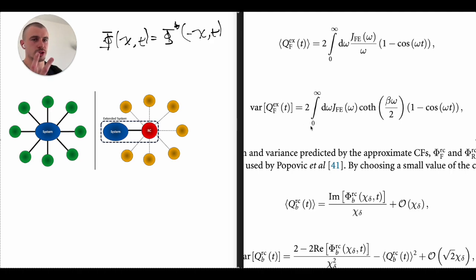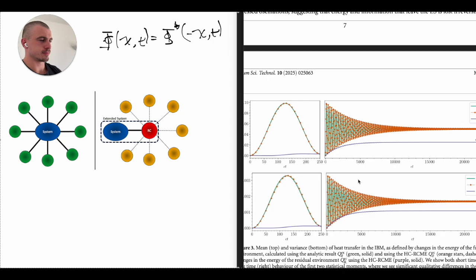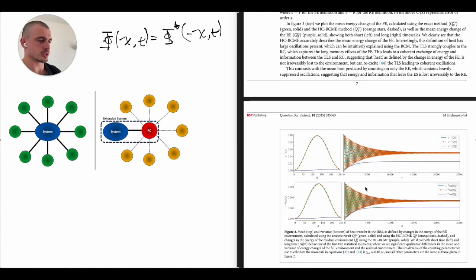And again, we're going to do this two-step process. We're going to check that the exact and our method for calculating the full bath definition agree. And then we're going to compare the full bath and the residual bath definitions. So that's what we do here. So essentially what we do is we say, okay, nice, the green and the orange lines agree with each other. That means that the reaction coordinate method is working well. And then we say, let's look at the differences between the orange and the purple lines. Those are the differences in our definitions of heat. So let's do that now.